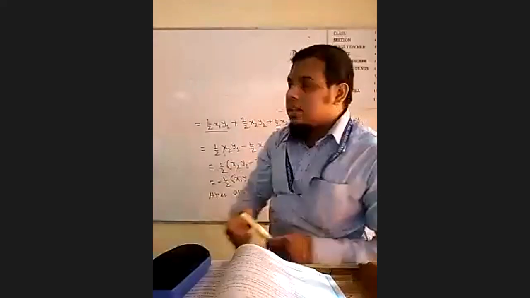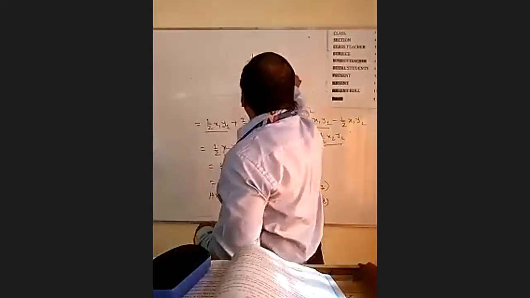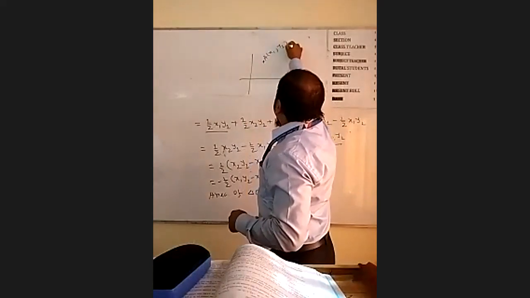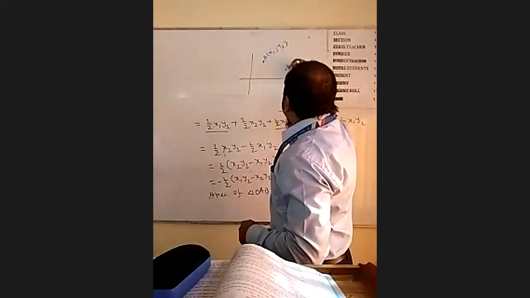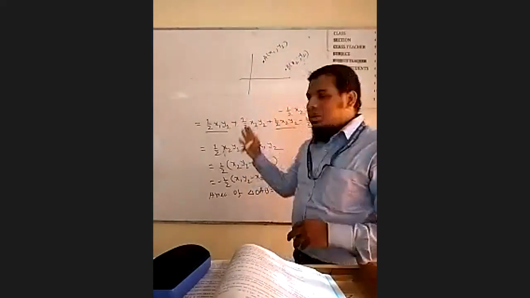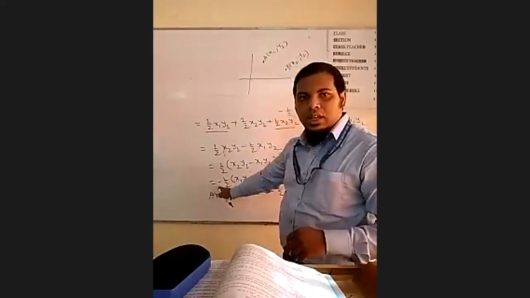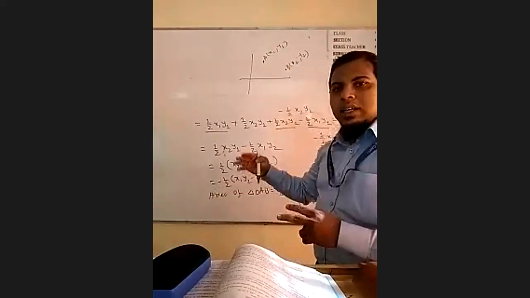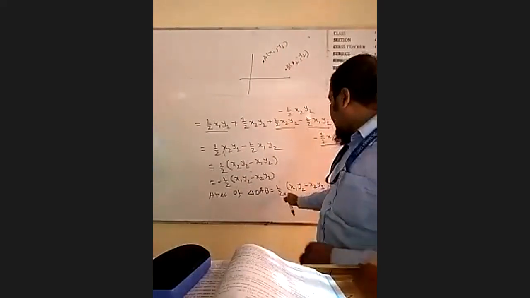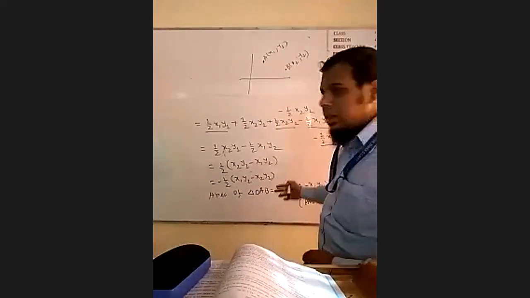Our figure was like this. We consider it is point A, x1 y1, and it is point B, x2 y2. That's why we have got this negative one. But as area is not negative, that's why we write it like this: half x1 y2 minus x2 y1.